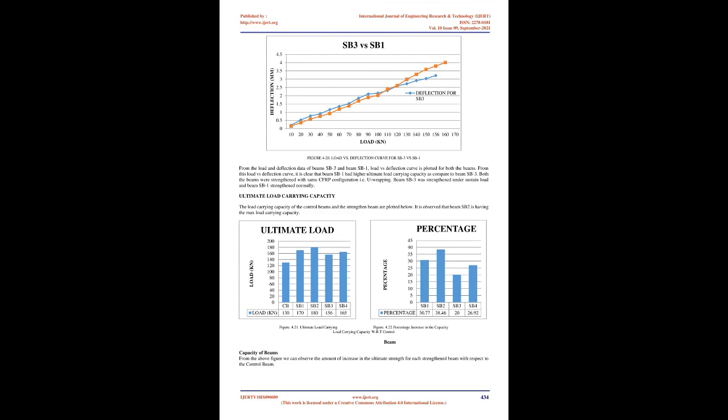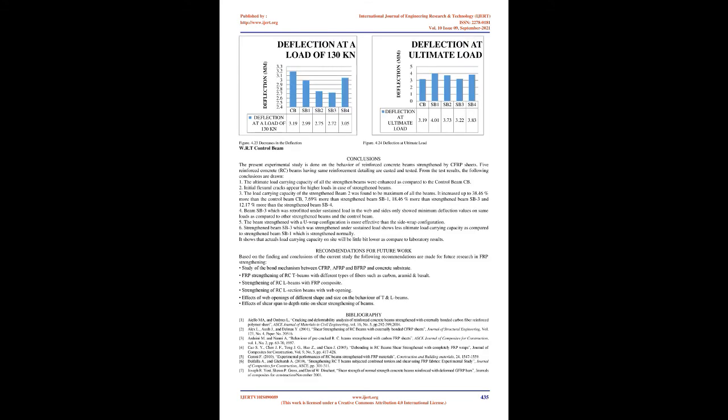From the load and deflection data of beam CB and beam SB3, load vs deflection curve is plotted for both the beams. From this load vs deflection curve, it is clear that beam SB3 had higher ultimate load carrying capacity as compared to beam CB. It indicates that CFRP sheet provide extra strength to the beam SB3 and increase its load carrying capacity by 20%.